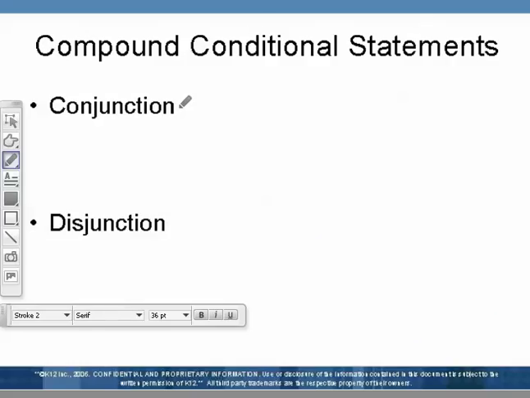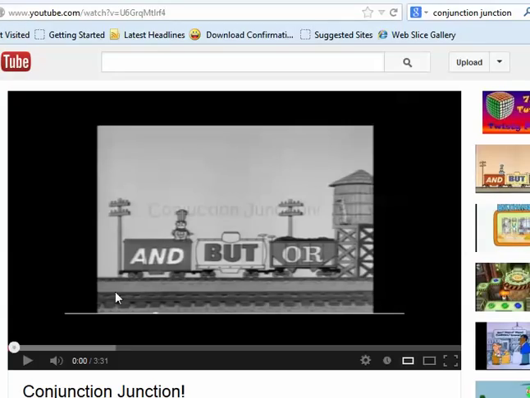So, we're going to be talking about some other types of things called compound conditional statements. This is typically where I break out that video. Wait a second. I've got that. There it is. Thought I knew I had this. Here we go.